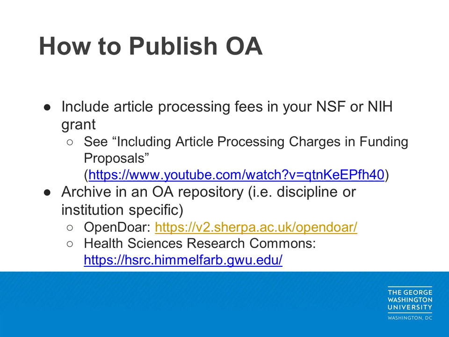What are some ways to publish your research in an open access format? Both NSF and NIH allow you to include article processing fees in grant proposals. For more information on how to include these fees in grant applications, see our tutorial entitled Including Article Processing Charges in Funding Proposals. If you are working on a project that is not grant-based, you can also archive a version of your research in a discipline or institution-specific repository.